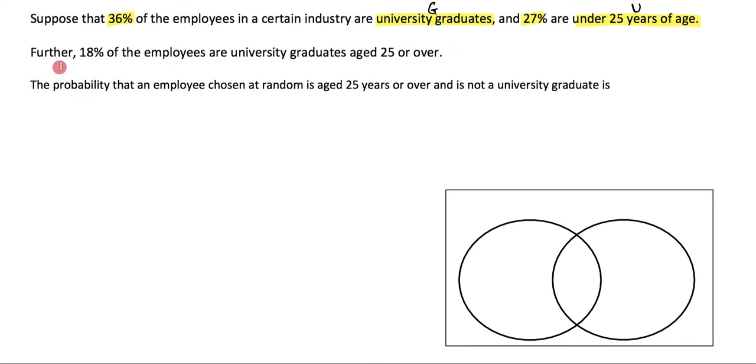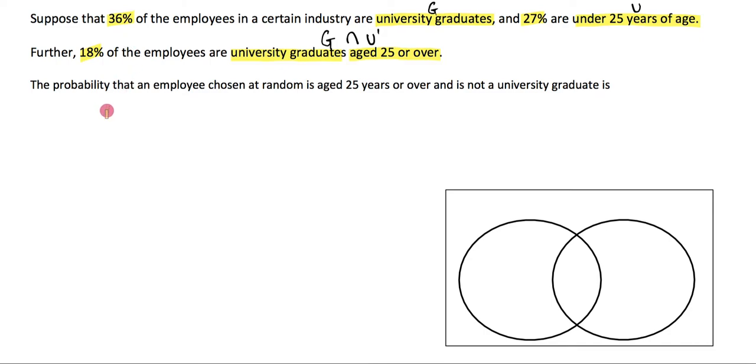Next. Further, 18% of the employees are university graduates aged 25 or over. So notice that this is the intersection of two things. So 18% are university graduates aged 25 years or over. University graduates we are representing with the letter G. And if you're aged 25 years or over, that's going to be U dash, because under 25 is U. So obviously the opposite of that is U dash. And this 18% represents the intersection of these two things.